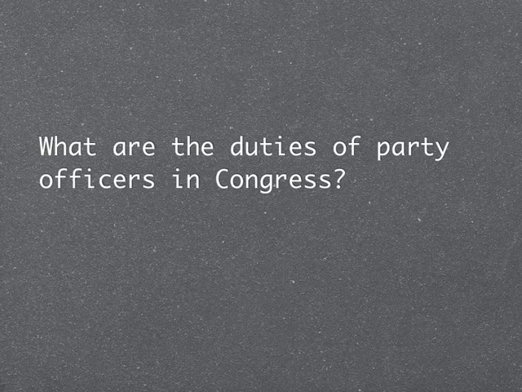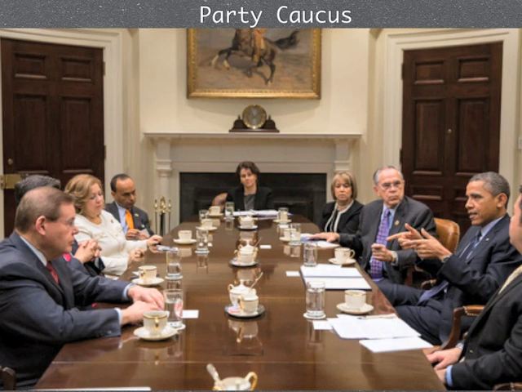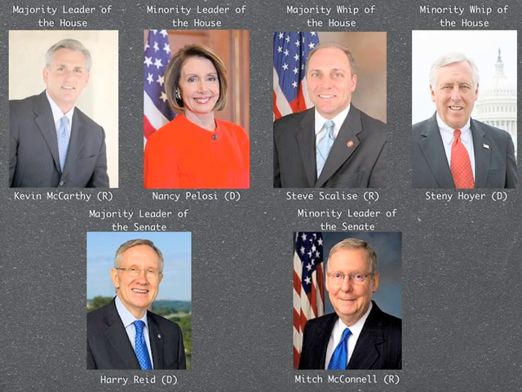What are the duties of party officers in Congress? The party caucus is a closed meeting of the members of each party in each house, which deals with matters of party organization. The floor leaders are party officers picked for their posts by their party colleagues. The party whips assist the floor leaders and serve as a liaison between the party's leadership and its rank and file members.